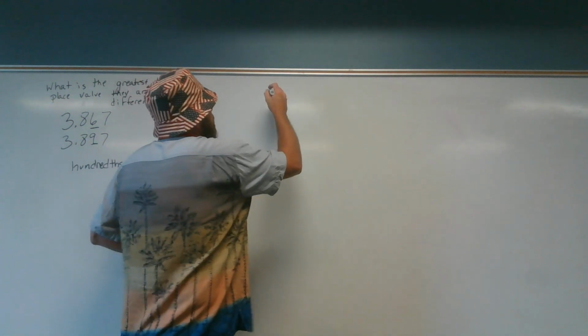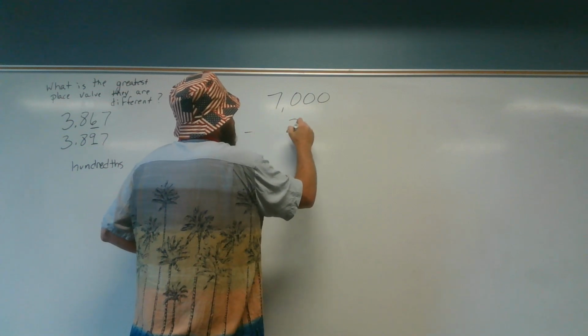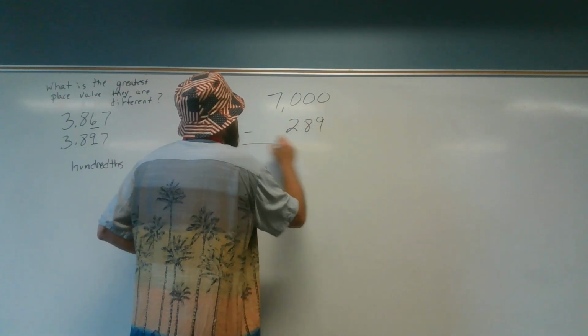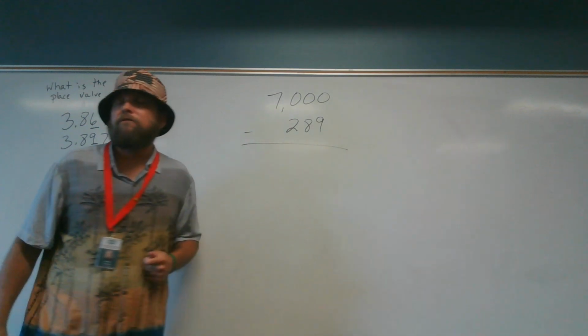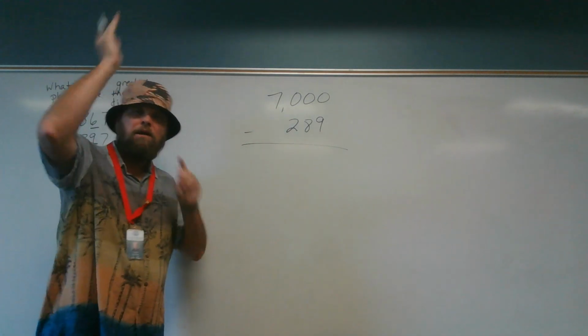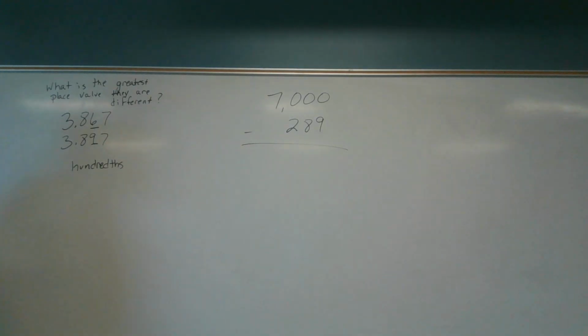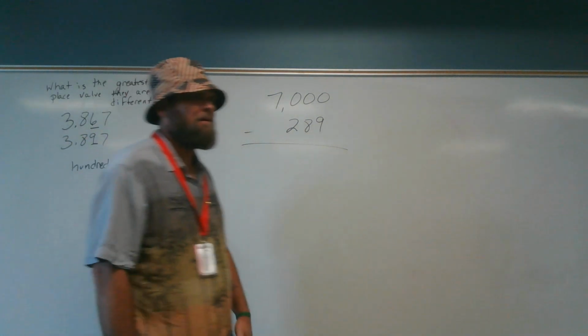Hi. Let's take 7,000. We'll subtract 289. 7,000 subtract 289. So the difference between those two numbers. Please, if you're watching at home, pause the video as I'm going to do now. And we're back.